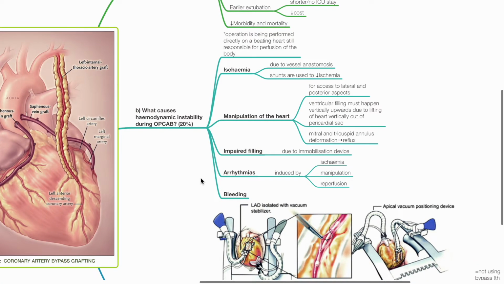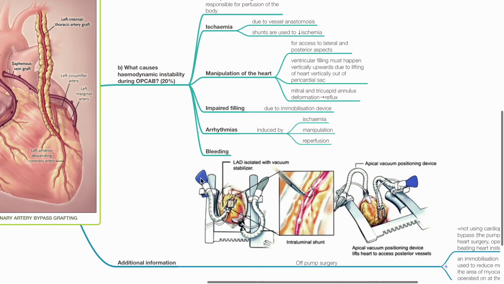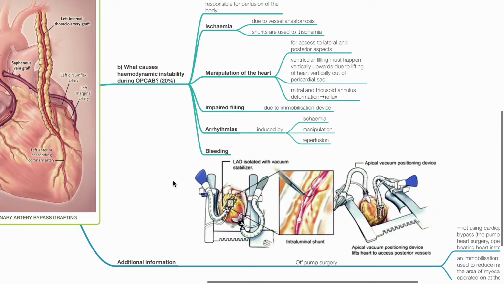Mitral and tricuspid annulus deformation leads to reflux. Another cause is impaired filling due to the immobilization device. Arrhythmias may occur, which are induced by myocardial ischemia, manipulation and reperfusion. Lastly, bleeding can cause hemodynamic instability.